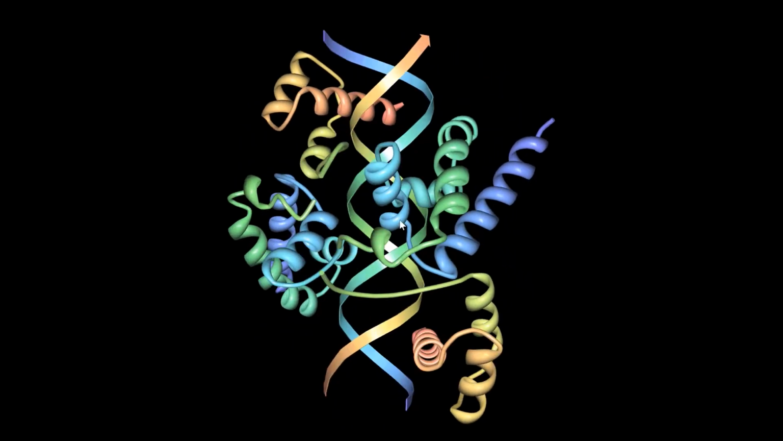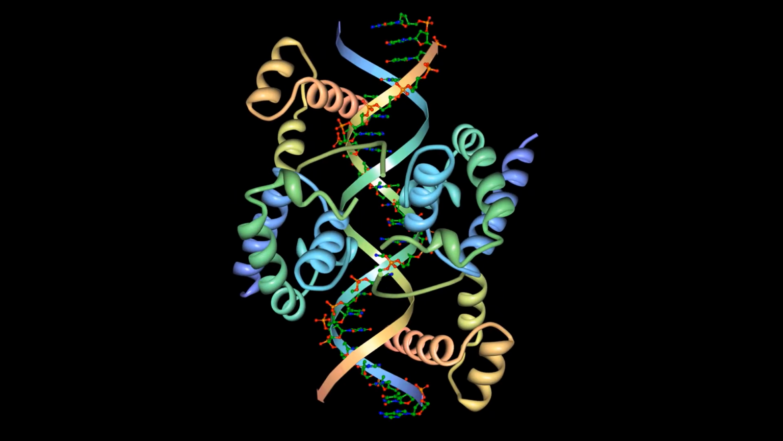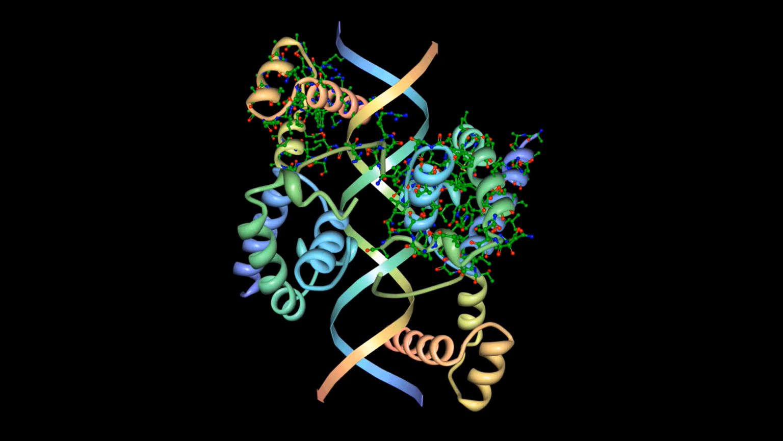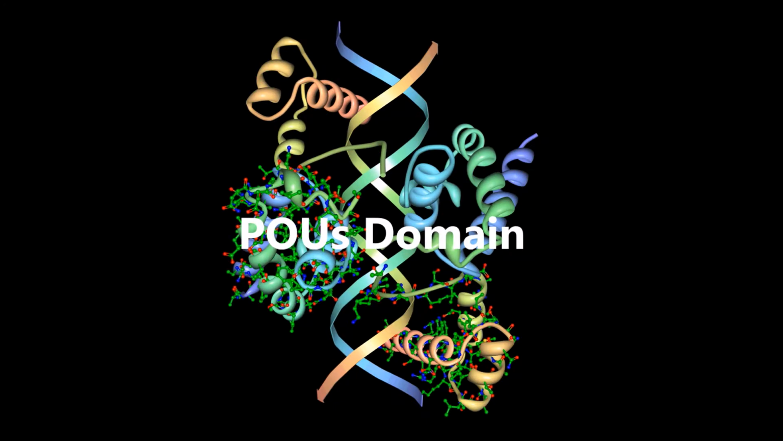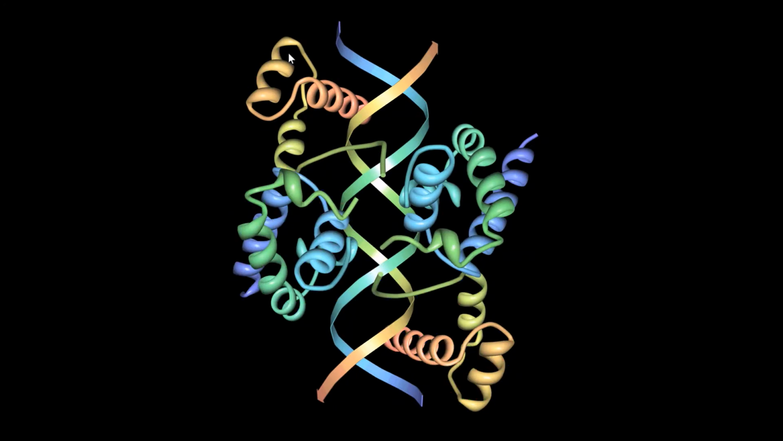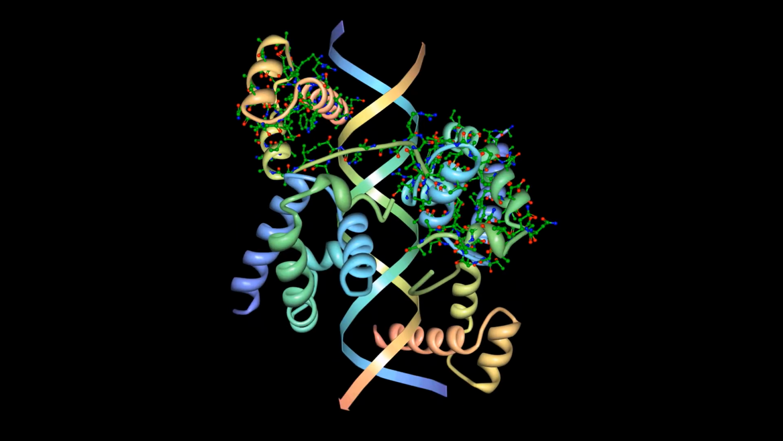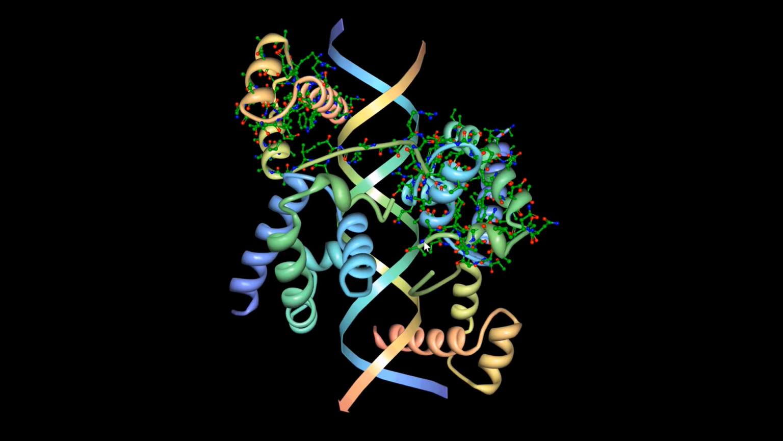Looking at the structure of OCT4 extracted from the protein database, we see a DNA helix running in between the OCT4 complex. There exist 2 OCT4 complexes, with the blue-green colored structure as the POUS domain and the yellow-orange colored structures as the POU-HD domain. On the OCT4 complex, there exists a large number of protein residues interacting with the DNA.